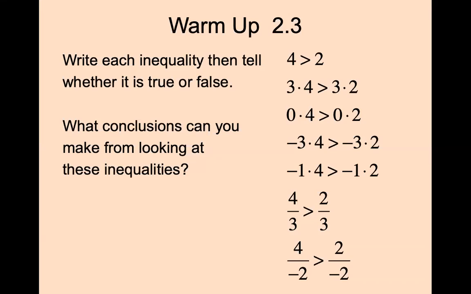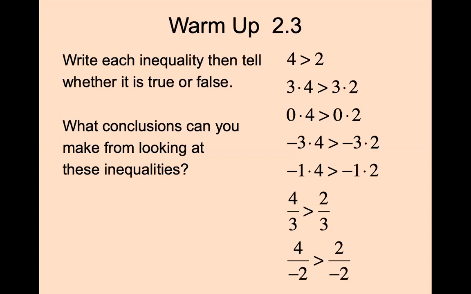Next, looks like we're multiplying both sides by a -3. So now the question is, is -3 times 4 greater than -3 times 2? And that would be no, that would be less. How about if we multiply both sides by -1? Is -4 greater than -2? No, it is not.